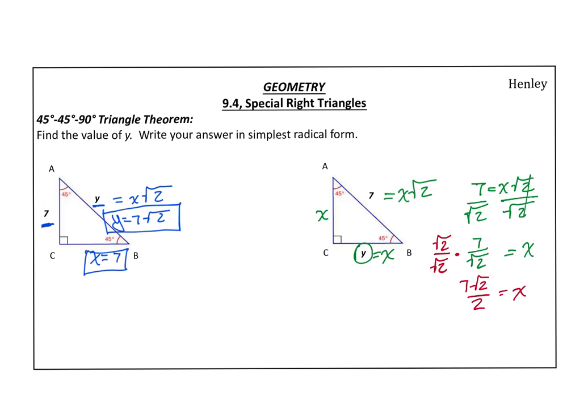So y equals 7 times the square root of 2 divided by 2. And x times the square root of 2 equals 7. Remember, and you can draw this on your scratch paper for your test. 45, 45, 90 has x, x, and x times the square root of 2.